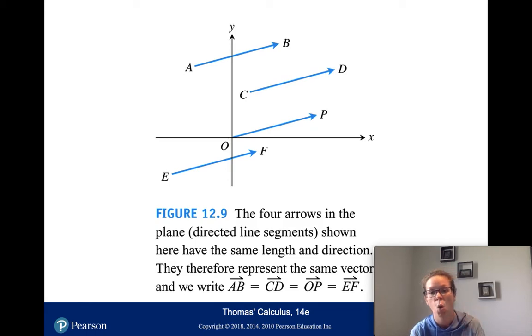The one that's named OP there is going to be an important one for us. It's called the component vector, and it originates at the origin.